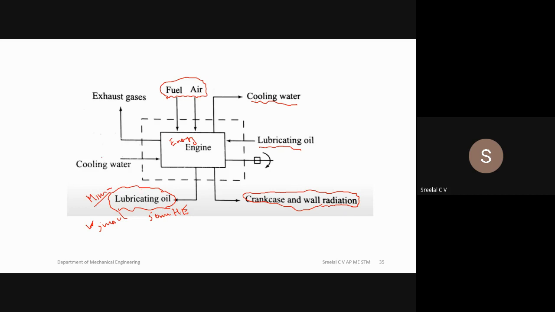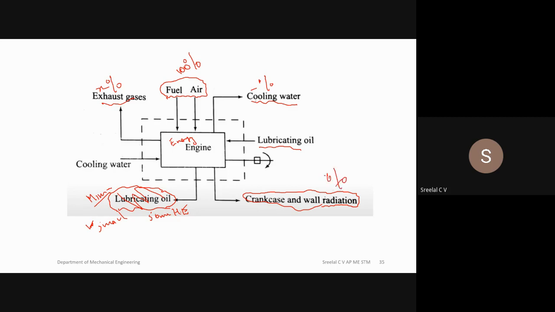Compared to the heat energy absorbed by the cooling water or taken away by the exhaust gas, here the lubricating oil we are not considering. Here we have to understand, for example, that this particular fuel is giving 100 percent of the energy. Some percentage of the energy will be taken by the cooling water, then the exhaust will be taking some percentage of the heat, and some will be lost in the form of radiation.